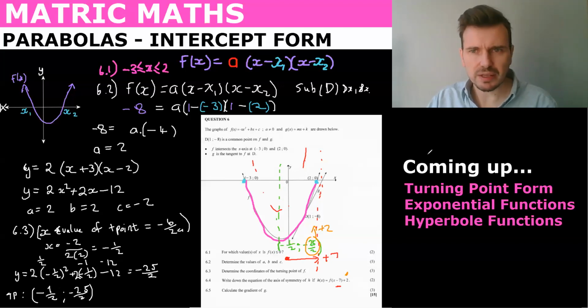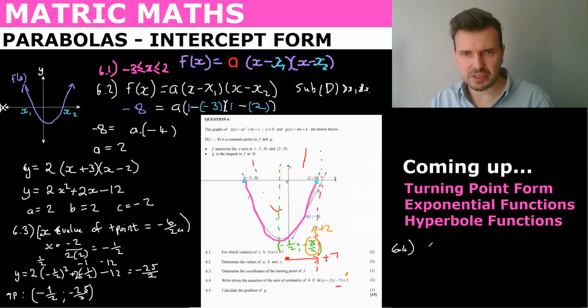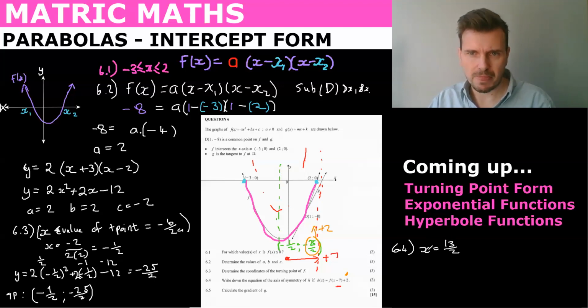Well, 6.4 is the question. So we're basically saying it's moved forward. So it goes from negative a half forward to 6.5. So the answer is x equals 13/2.